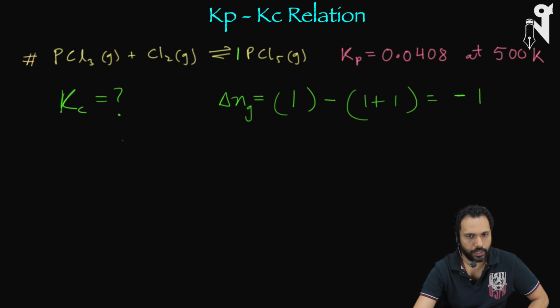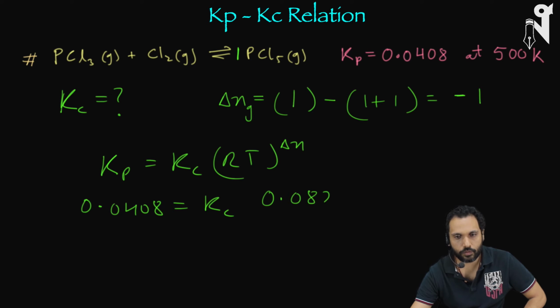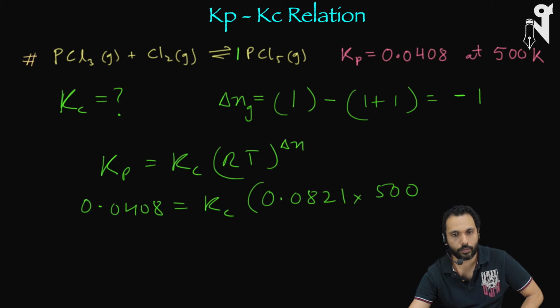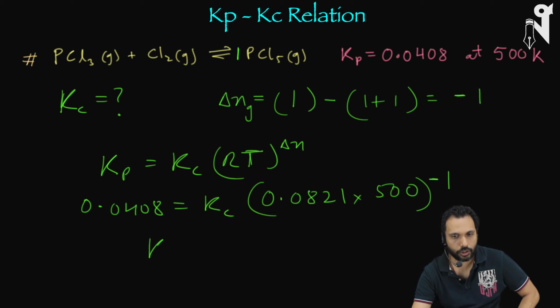Your Kp is equal to Kc (RT) power delta n. So your Kp value is given to you, 0.0408. Kc value is what is being asked. R you'll take as 0.0821. T is given as 500 kelvins. Had it been given in degrees Celsius, you'll convert to kelvins and write T in kelvins, and then power minus 1. You'll pick up your calculator and get the answer.